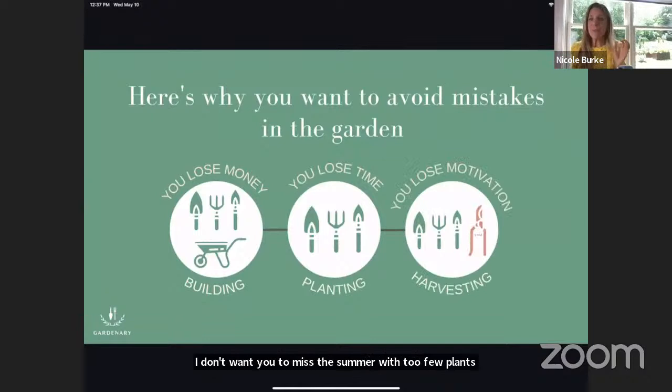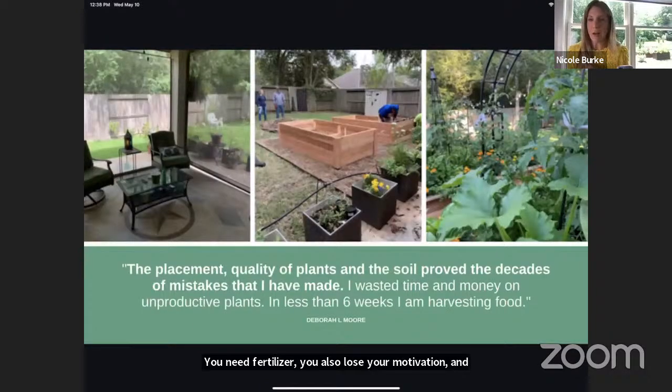All right. And then finally, when the garden feels stressful, when it feels like you need bug spray, you need more water, you need fertilizer, you also lose your motivation. And that's actually the worst thing of all.